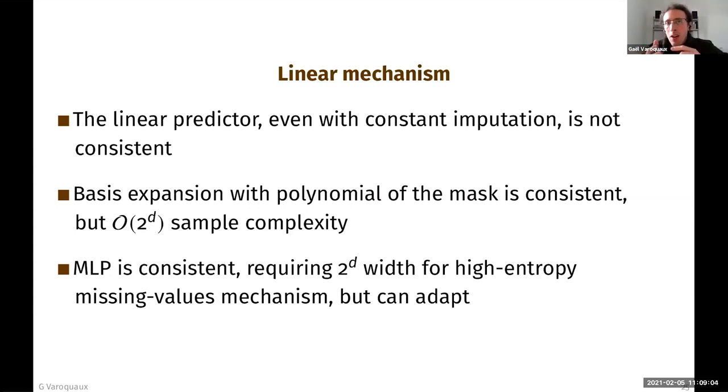I can make this better by using a polynomial of the mask, using combinatorials of the mask, but this will incur a large sample complexity. I'm better off replacing this with a multi-layer perceptron, which is going to be consistent. If I have no assumption, no structure on my missing value mechanism, it will require a lot of hidden units, but if I have more structure, it will adapt.